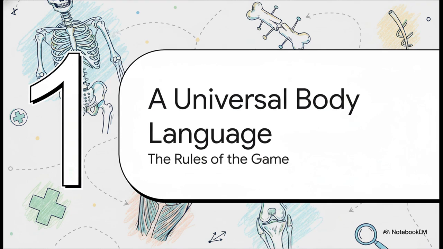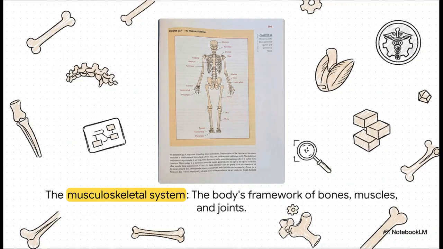Okay, first things first. Before we can start writing these medical stories, we need to learn the alphabet and the rules of grammar. This is the absolute foundation of musculoskeletal coding. And this is our playground, the entire framework that holds us up and lets us move around. I mean, look at it. With hundreds of bones, joints, and muscles, you can see why a system built on absolute precision is, well, not just nice to have, it's essential.